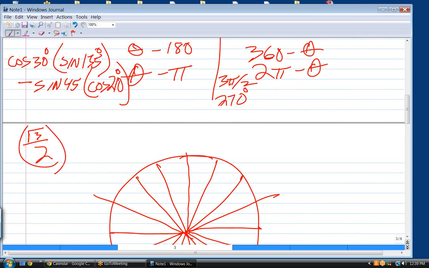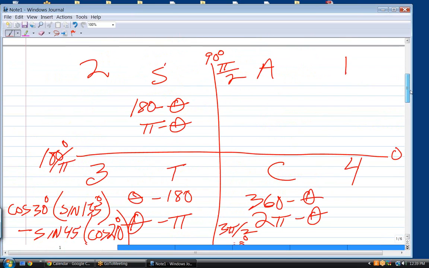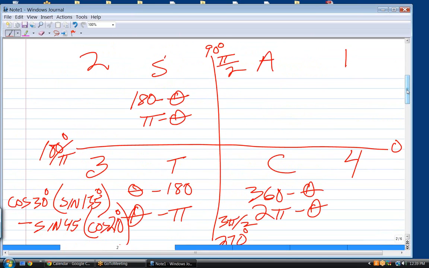Now, what's the sine of 135? We need to go back and look at our unit circle. What quadrant's that in? 135? That's in the second quadrant. That's always the first step, is figure out what quadrant it's in. Since it's in the second quadrant, what is its equivalent first quadrant angle?